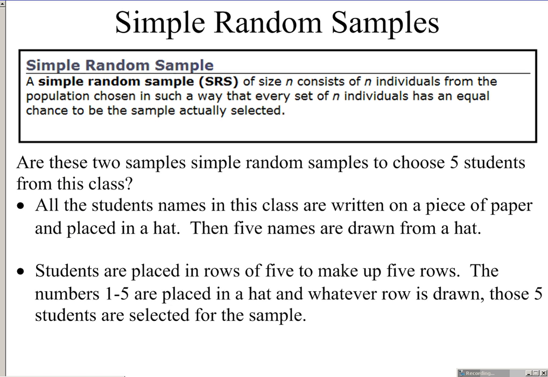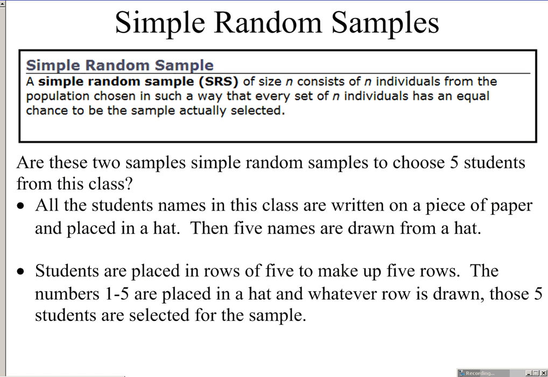A simple random sample, abbreviated SRS, and yes, you can use that abbreviation. It is pretty much universal in the statistics world, of size n consists of n individuals from the population chosen in such a way that every set of n individuals has an equal chance to be the sample actually selected.